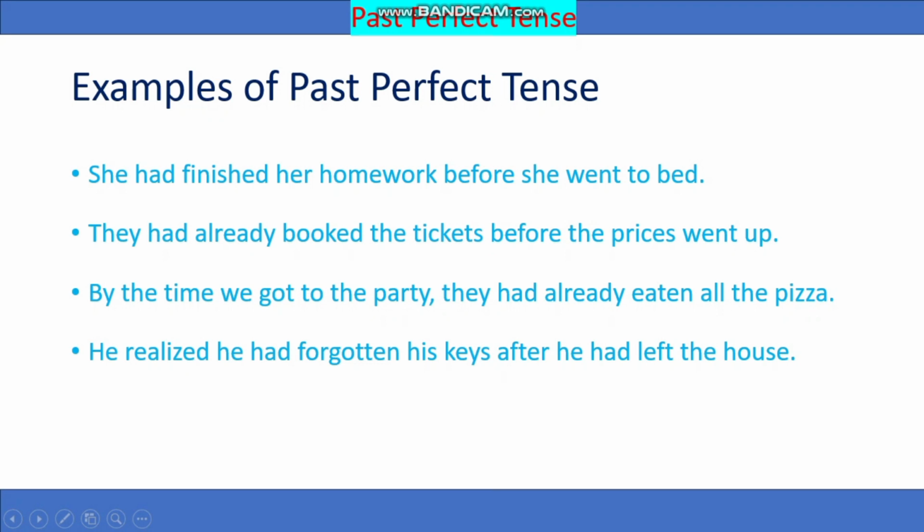We have multiple examples. She had finished, this is past perfect tense. They had already booked, this is past perfect tense. By the time we got to the party, they had already eaten, this is past perfect tense. And he realized he had forgotten, this is the past perfect tense structure. Likewise, he had left, this is another past perfect tense. This is the structure that we understood, and we identified the past perfect tense from these sentences.